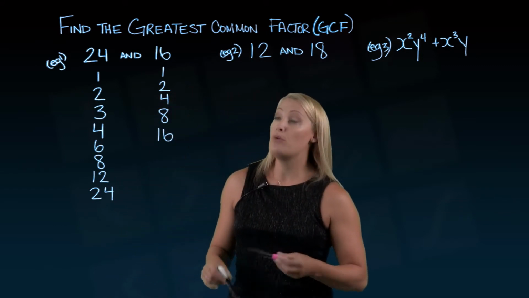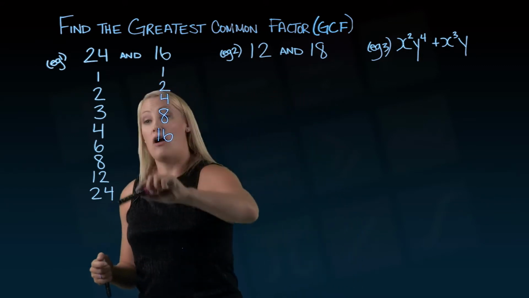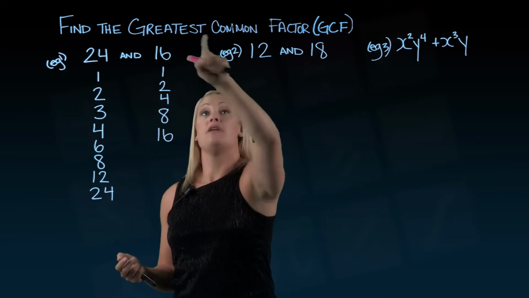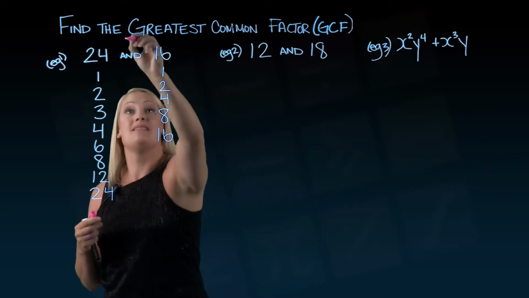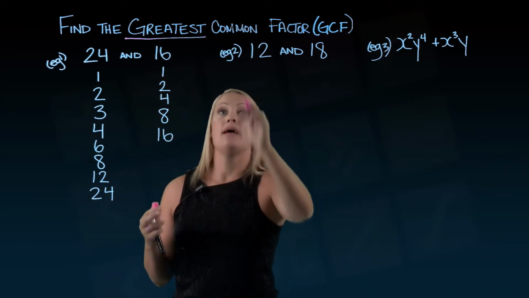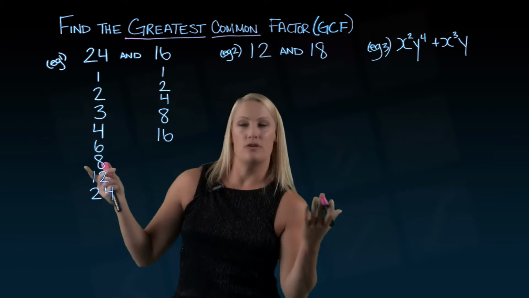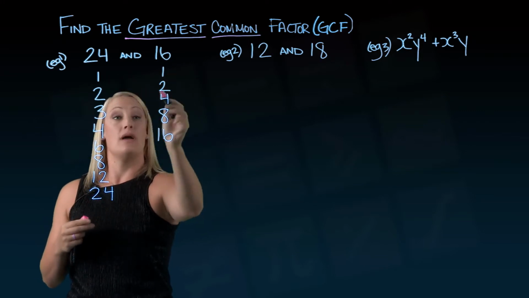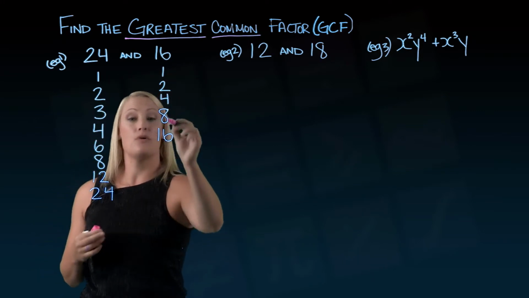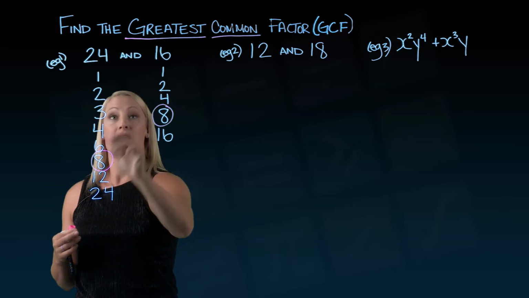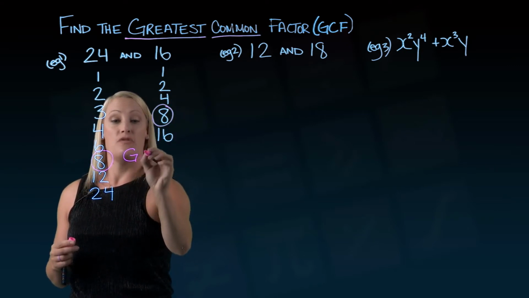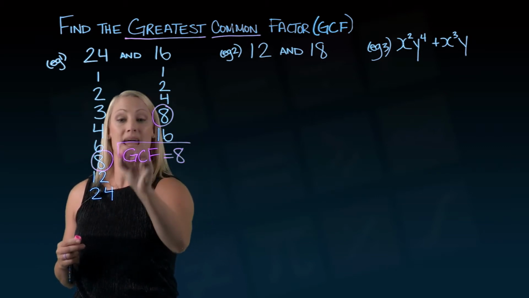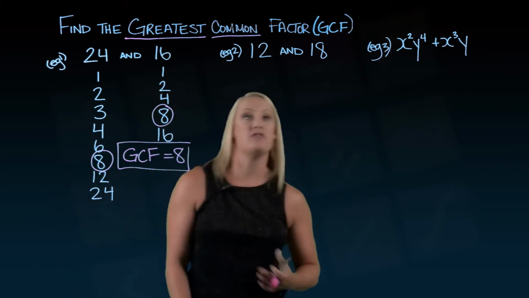Now I'm going to take a look at both of those lists. These are the factors of 24. Those are the factors of 16. This says greatest common factor. Greatest meaning the biggest number, and common meaning they have them in common. They're the same. So I'm going to look on these lists and find the biggest number. They both have a 1, they both have a 2, but the biggest number on both of those lists is 8. So in this case, the greatest common factor of 24 and 16 is 8. Biggest number they have in common as factors.